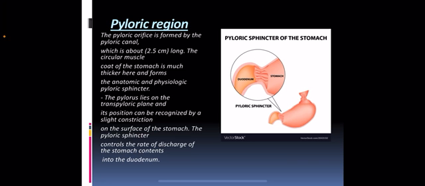Pyloric region. The pyloric orifice is formed by the pyloric canal, which is about 2.5 cm long. The circular muscle coat of the stomach is much thicker here and forms the anatomic and physiologic pyloric sphincter. The pylorus lies on the transpyloric plane. Its position can be recognized by a slight constriction on the surface of the stomach. The pyloric sphincter controls the rate of discharge of the stomach contents into the duodenum.